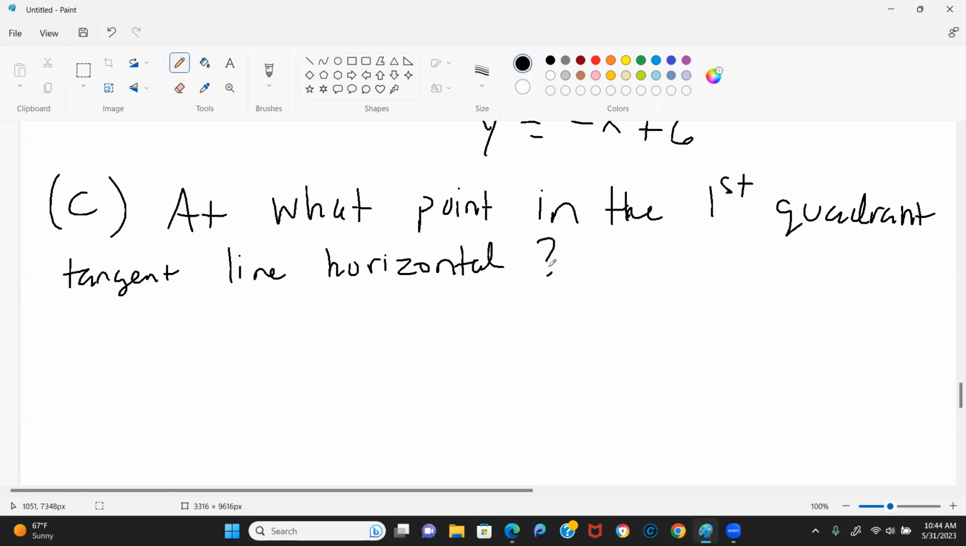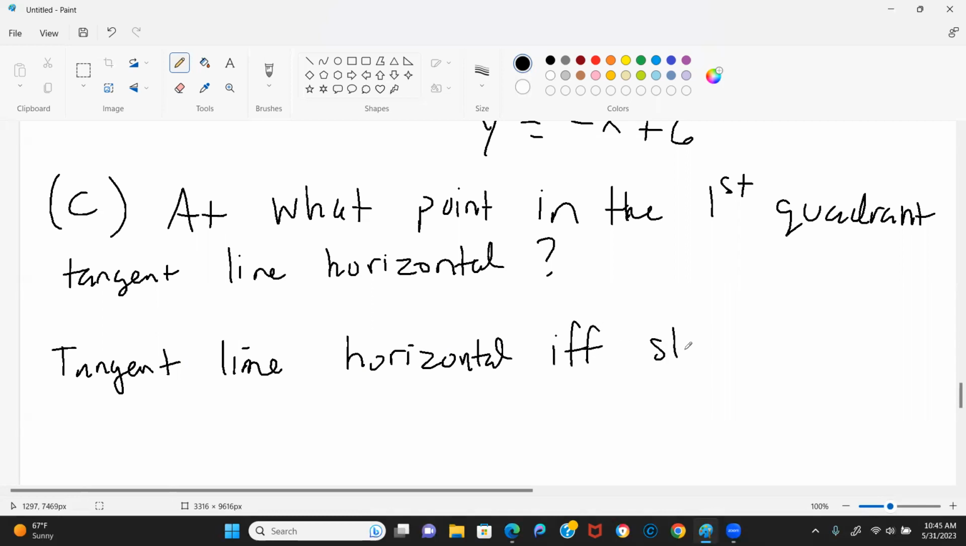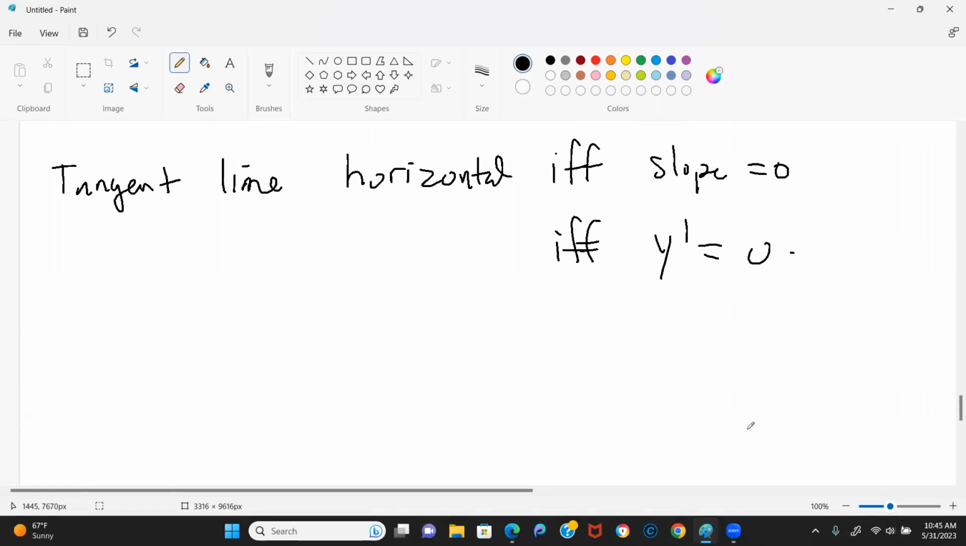So the tangent line is horizontal if and only if the slope is equal to 0. And the derivative gives you the slope. So that's if and only if y prime is equal to 0. So we just need to set our derivative equal to 0. And what we found, recall, is that y prime is equal to (2y minus x squared) over (y squared minus 2x). So that's the same thing.